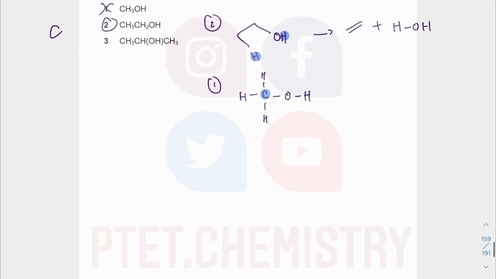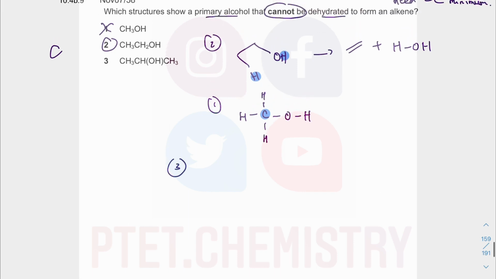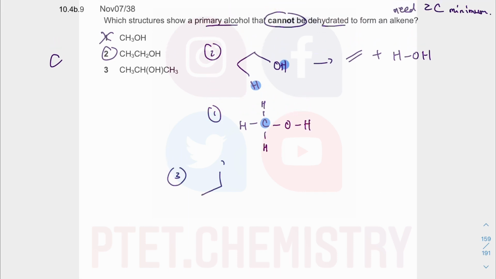Okay, but let's go through number 3, because in a theory paper, you will be asked to think about the product that you can get. Alright, CH3, CHOH, CH3. So this is what you call a symmetrical alcohol. This is a CH3 and this is a CH3. So it does not matter whether I remove this H or this H. They are going to give you the same product. Okay, let me show you what I mean. If I remove this and this, I will get that.